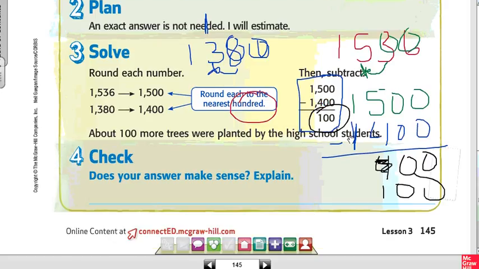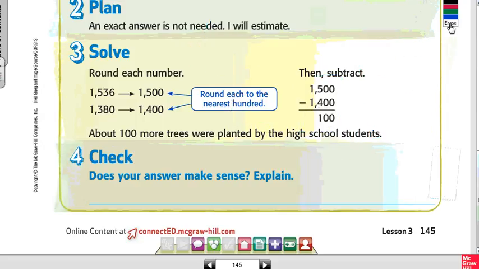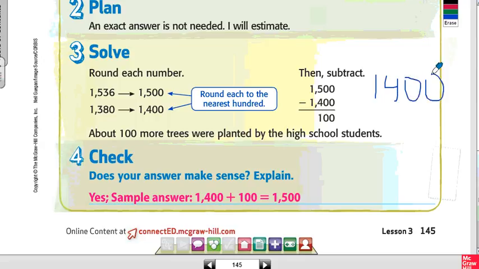Explain. Well, this is what they have. Yes, the simple answer is that if I do the reverse operation, that's what they did. So they did the reverse operation. So instead, they went 1,500 minus 1,400 equals 100. So then what they did was they went 1,400 plus 100. That should equal 1,500, right?